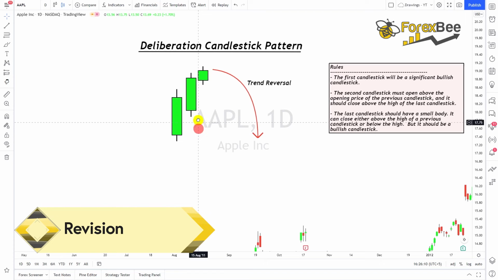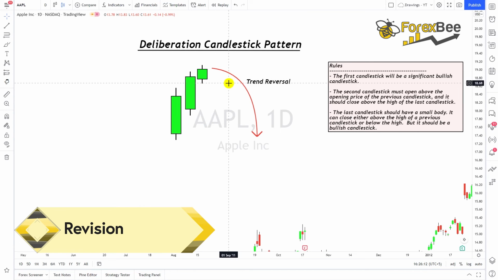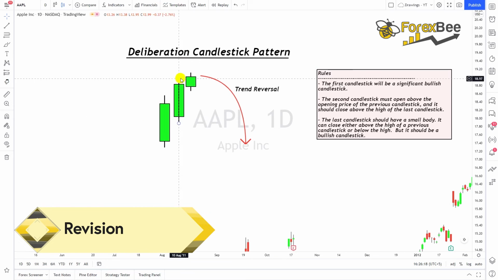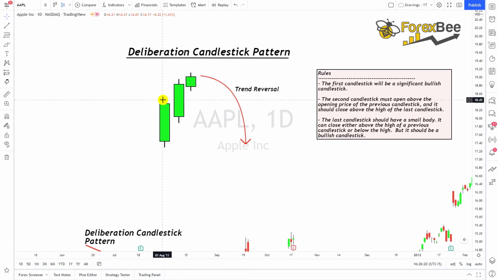Let me just repeat what we have discussed in this video so far. We have discussed the deliberation candlestick pattern, and it consists of three bullish candles. The first candle should be a long bodied bullish candle with small shadows. This is the first rule that you need to follow. The second rule is that the opening price of the second candle should be inside the body of the first candle, and it should close above the high.